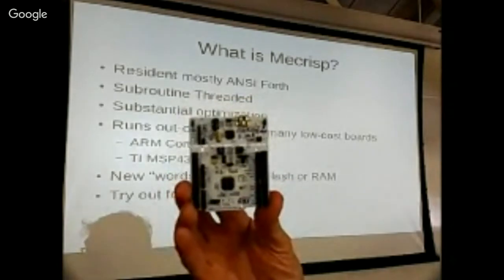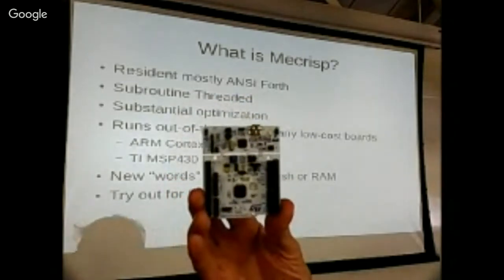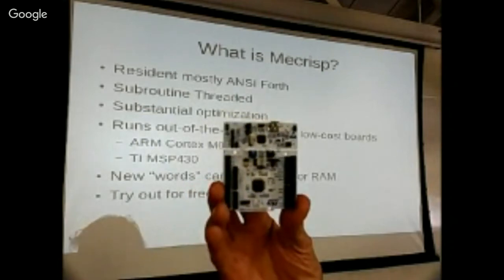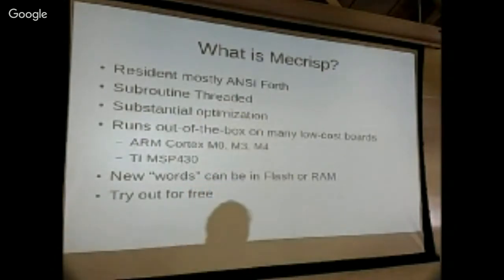And the one that is really good, somebody's telling me to do something. Anyway, the one I think is the best bang for the buck, perhaps, is called a F401 that has 500K of flash memory, which is a lot, and 100K or so of RAM. And so that runs Forth very nicely. You need at least 32K of flash for MeCrisp to run well, although it will run with only 16K on some of these boards.